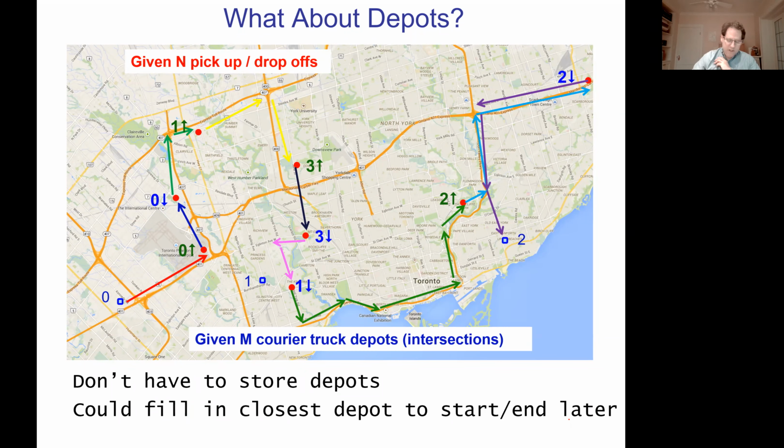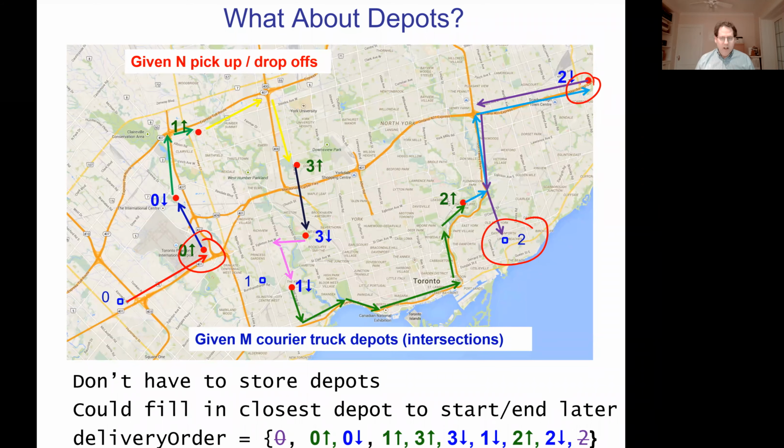Once you've chosen the order of your pickups and drop-offs, the right decision is always to just start at whatever depot is closest to your first delivery intersection that you've put in your order, and end at whatever depot is closest to the last delivery intersection in your order. So that means you don't actually have to store them in this representation. You could just figure out, taking into account what travel time they are going to add. But you don't have to store them in the solution representation if you don't want to. So it's kind of your call. Both ones are reasonable.